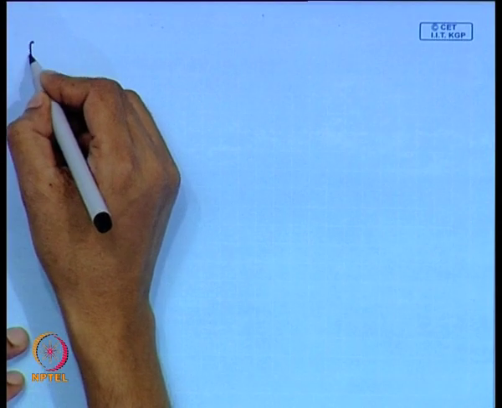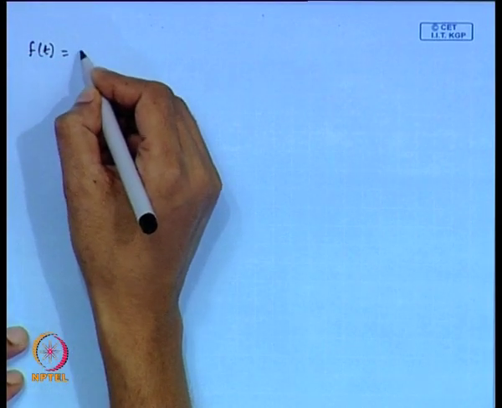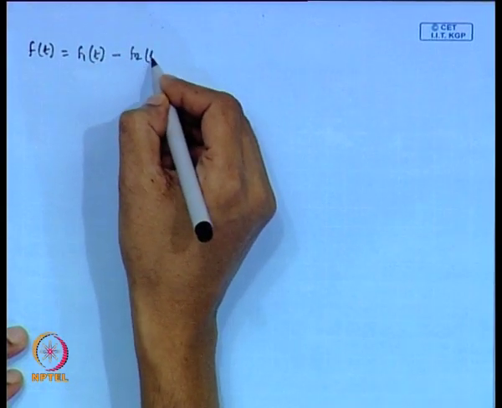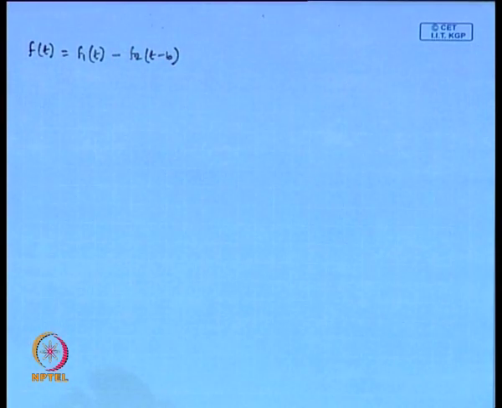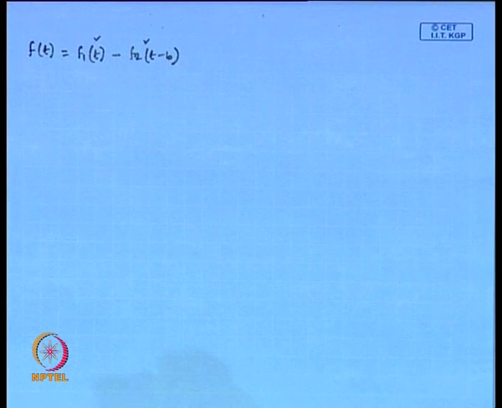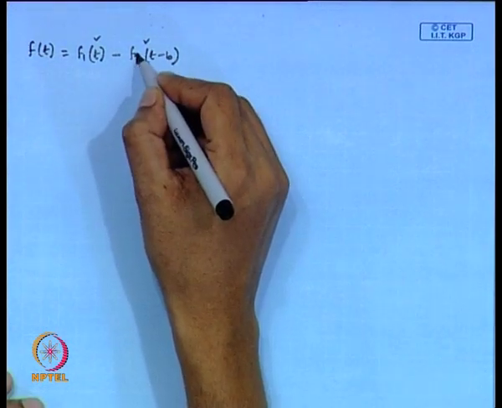Fine. Now, f(t) is the combination of these two, f1(t) and f2(t - b). See, the minus sign is included here because for the f1 function we have considered the increase of step, but for the second function we have considered the decrease of step. That is why there is a negative sign for f2 and a positive sign for f1.